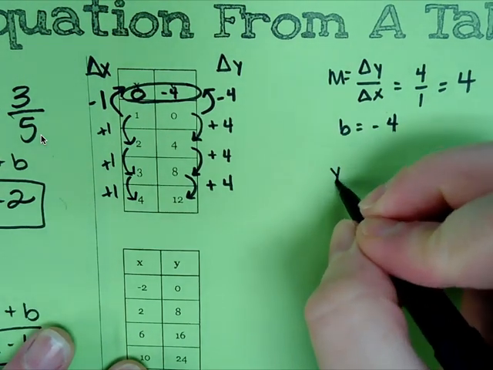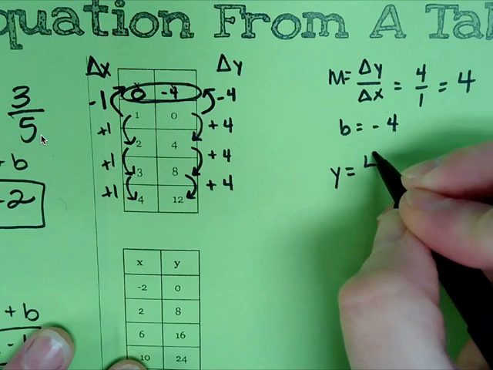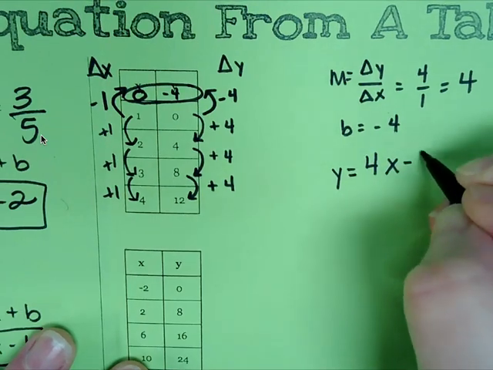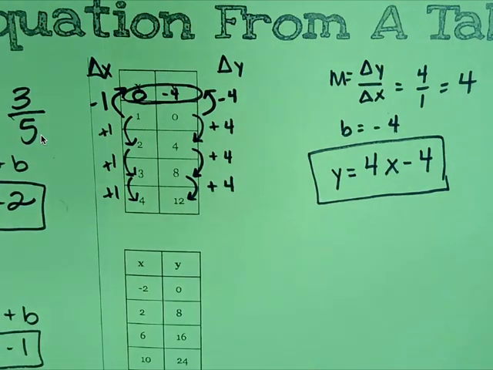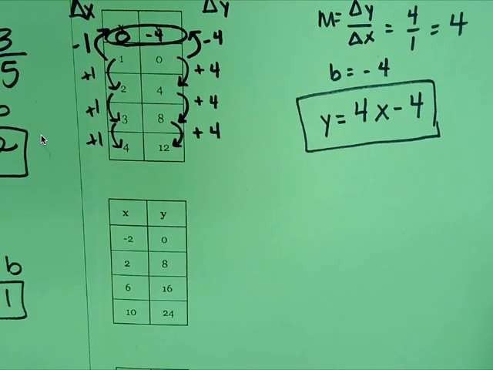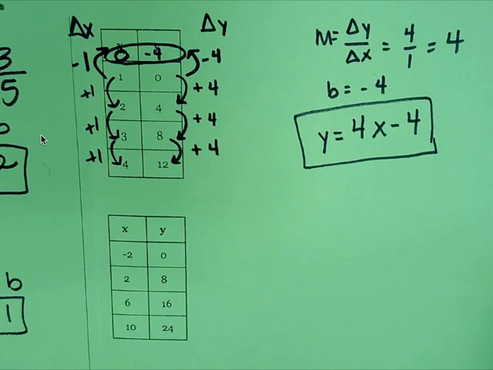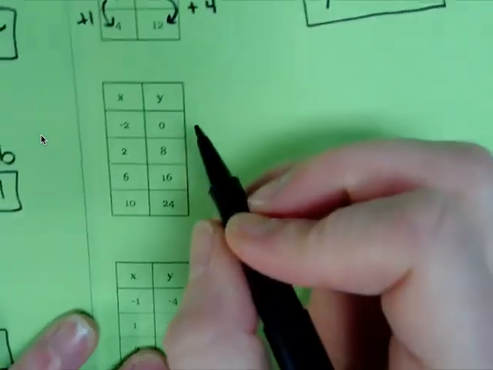So then our equation is mx plus b, so 4x, actually minus 4. You'll check it in the calculator. All right, let's go to the next one.